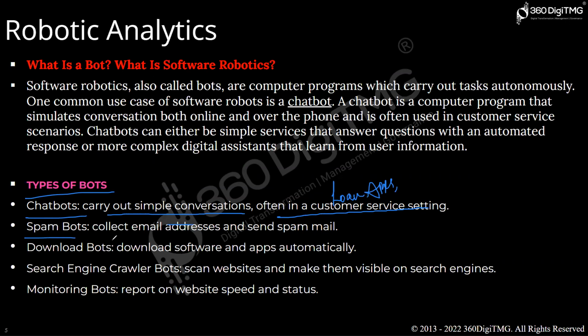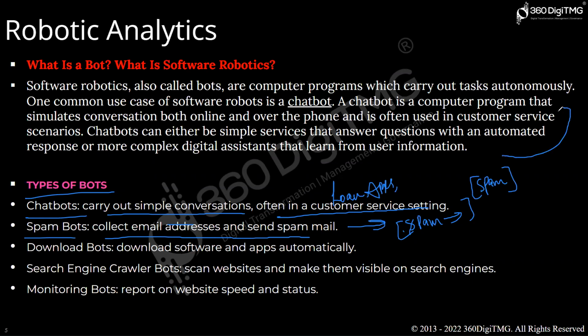Okay, and spam bots collect email addresses and send spam mail. So you know, when you open your Gmail, guys, you can see the spam mail. Basically, your mail is going to understand, okay, this message is not very important, so let me throw it to the spam. Sometimes the important message also goes to the spam, right? We should be checking spam. As I said, it carries out tasks autonomously. It's not going to ask you for any permissions. It's going to take that mail and consider, okay, this is not a mail which I need, so it's going to send it to the spam.